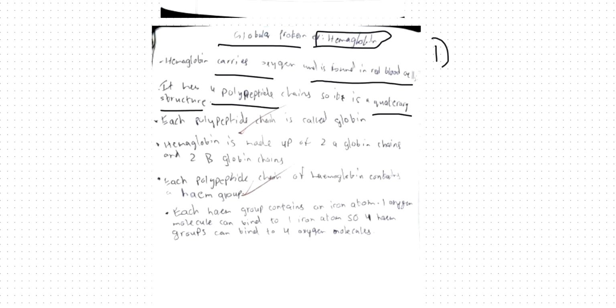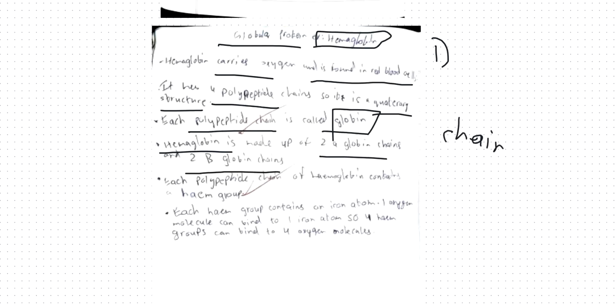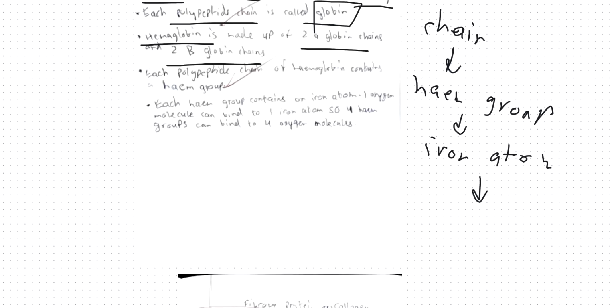And each polypeptide chain is called a globin. So remember, 4 polypeptide chains, each chain is called a globin. And hemoglobin is made up of 2 alpha globin chains and 2 beta globin chains. And remember that each chain holds a heme group. And each heme group is attached to one iron atom. And each iron atom can form bonds with one oxygen molecule.